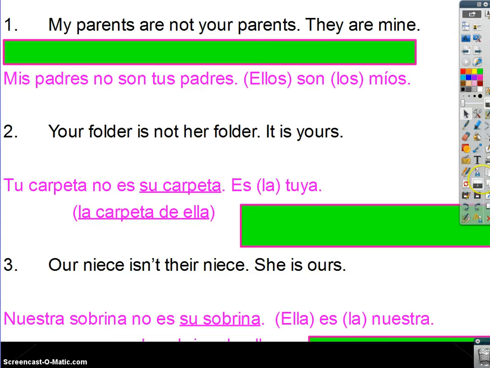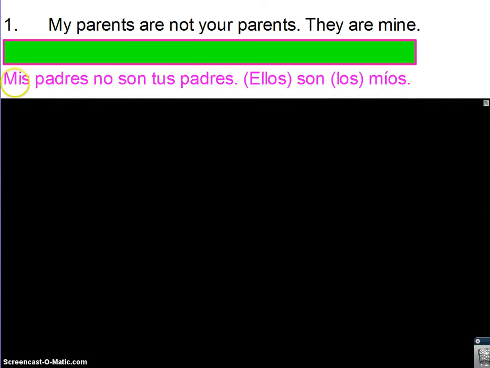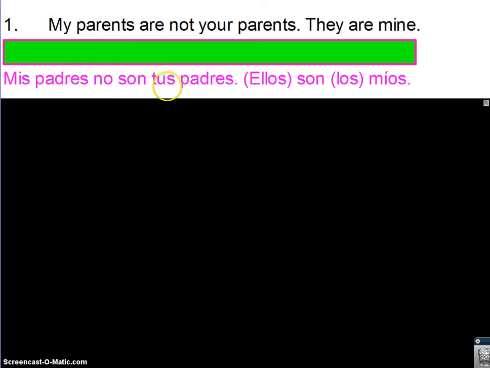And let's look at number 1. Okay, my parents are not your parents, they are mine. Mis has to be plural to match parents. No son tus padres. Ellos son los míos. The stuff that's in parentheses you can have, but you also can leave it out. Míos is plural because it has to match parents.